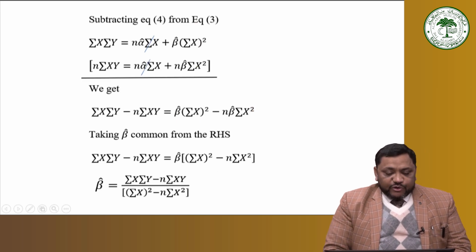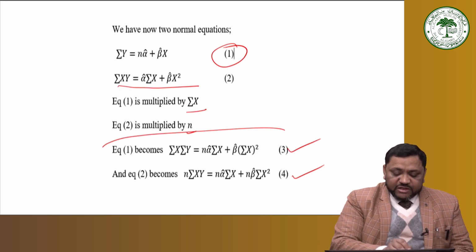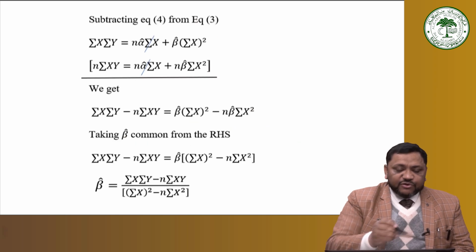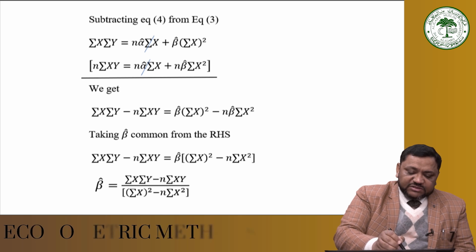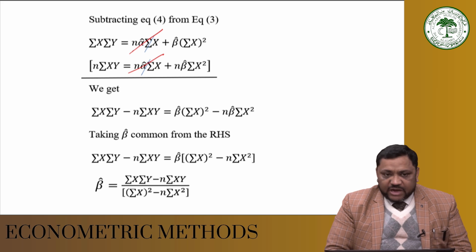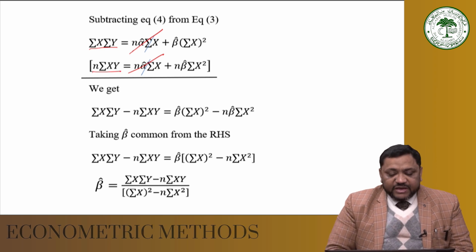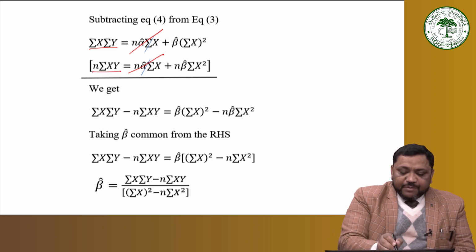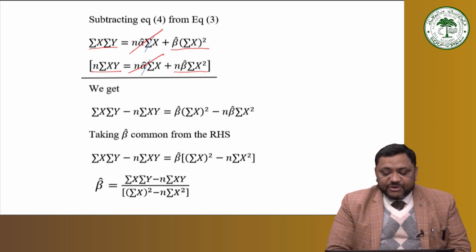Now what we do is we subtract our equation 4 from equation 3. The equations 4 and 3 which we have just now derived, we put them over here and do the simple subtraction. Now this term and this term are the same, so they cancel each other. What is left is summation x summation y minus n summation xy is equal to beta hat summation x square minus n beta hat summation x square.